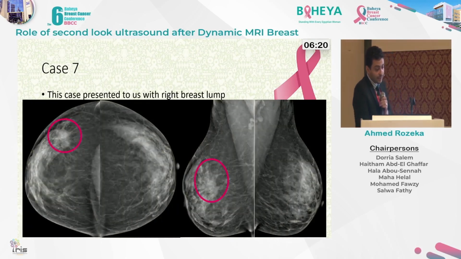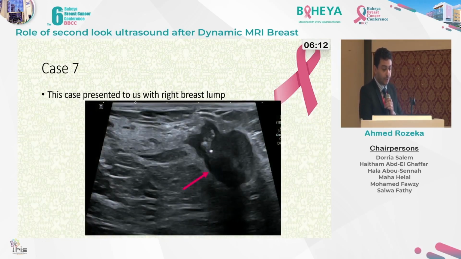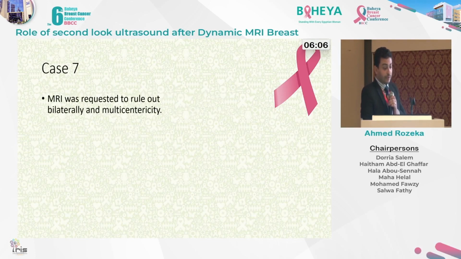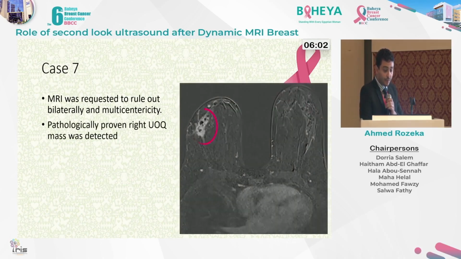Okay, this case presented to us with a right breast lump. As you can see, it looks malignant on sonography, on ultrasound also. This was biopsied and was invasive tubular carcinoma. The patient did an MRI to exclude bilaterality and multicentricity. The pathologically proven right breast upper outer quadrant mass was detected.